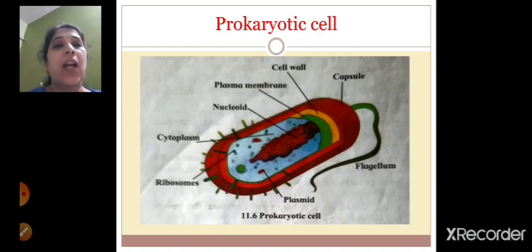Now this is the figure of the prokaryotic cell. You can see it has a cell wall, a plasma membrane, nucleoid, cytoplasm, ribosomes, plasmid, flagellum and a capsule, right? So this is the figure of the prokaryotic cell.